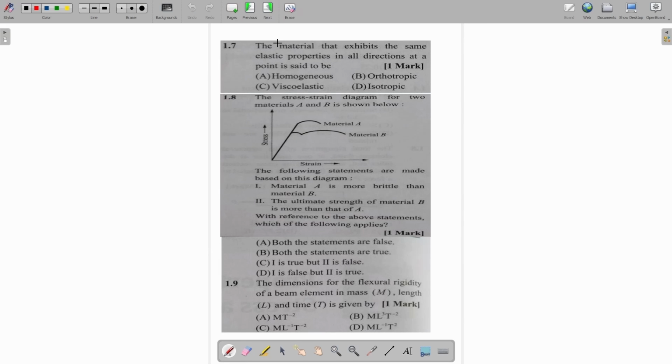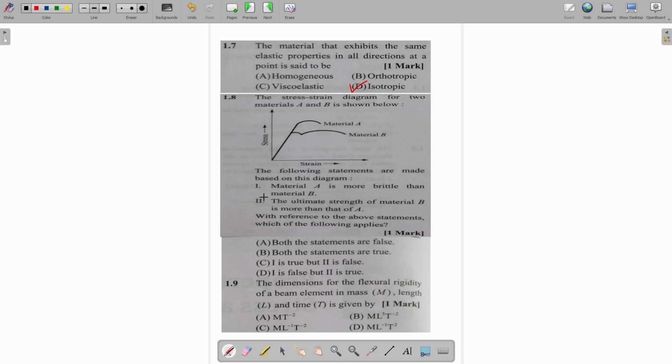Question number 7. The material that exhibits the same elastic property in all directions at a point. Well, it is isotropic. Not much to explain here. Now, question number 1.8. The stress strain diagram of two materials A and B is shown in the figure. First of all, let's check the question. The following statements are made based on this diagram. Okay. Material A is more brittle than material B. The ultimate strength of material B is more than that of A.